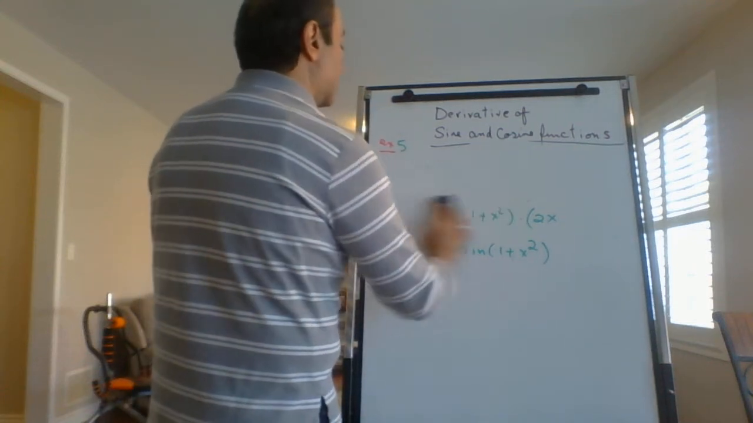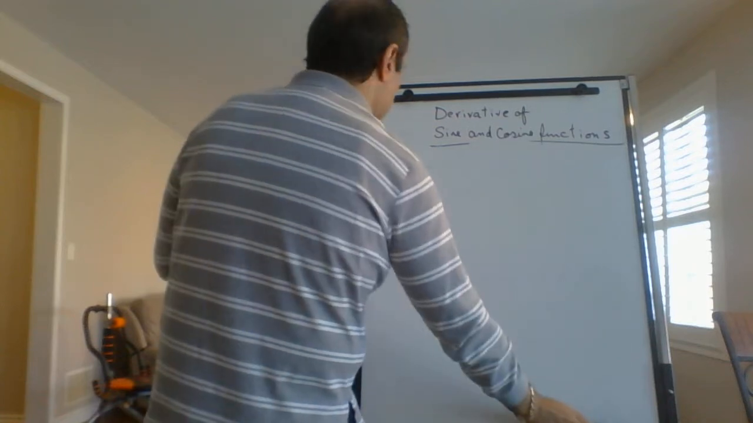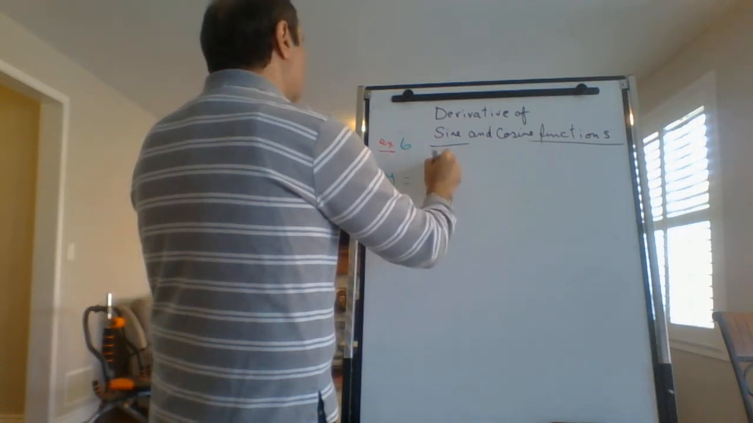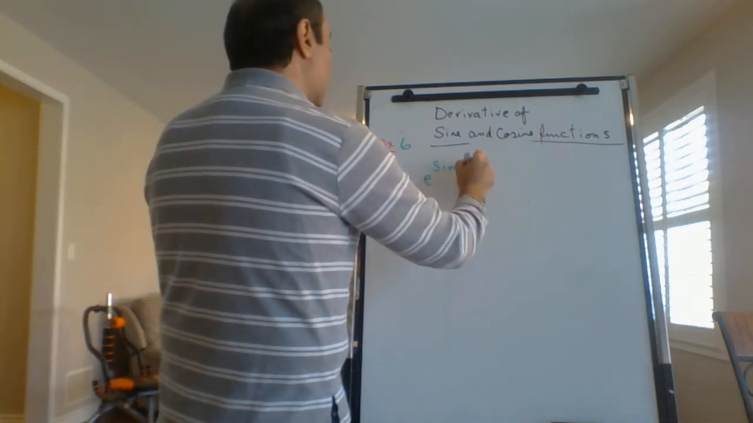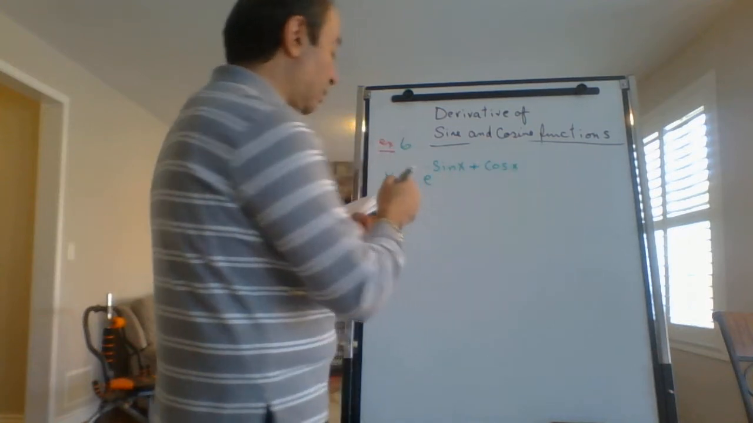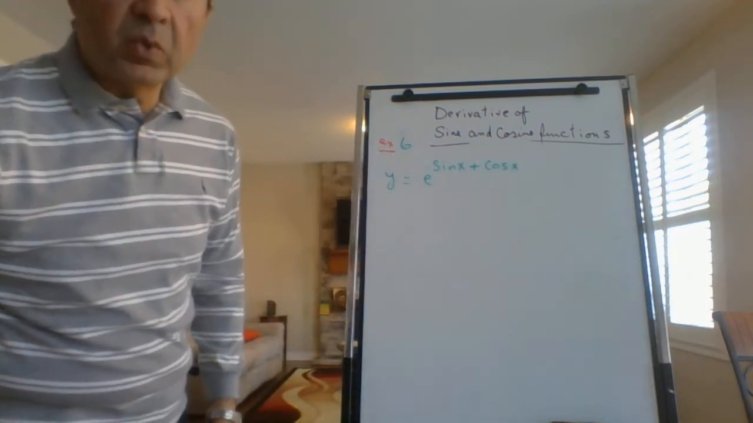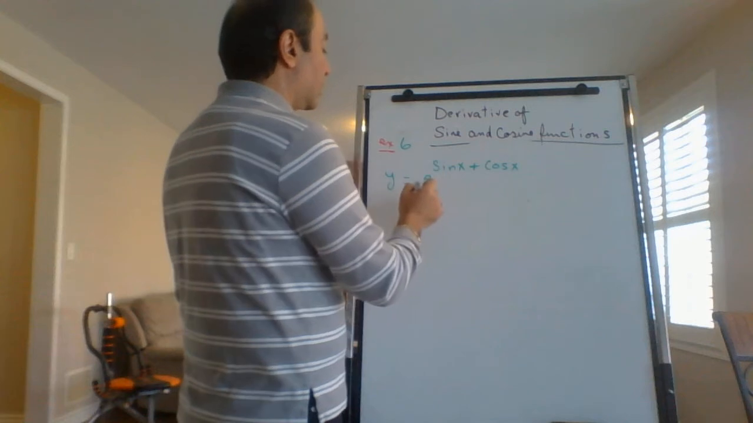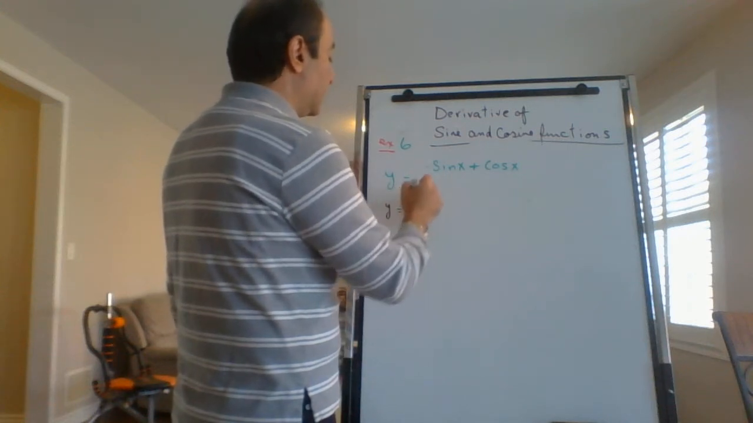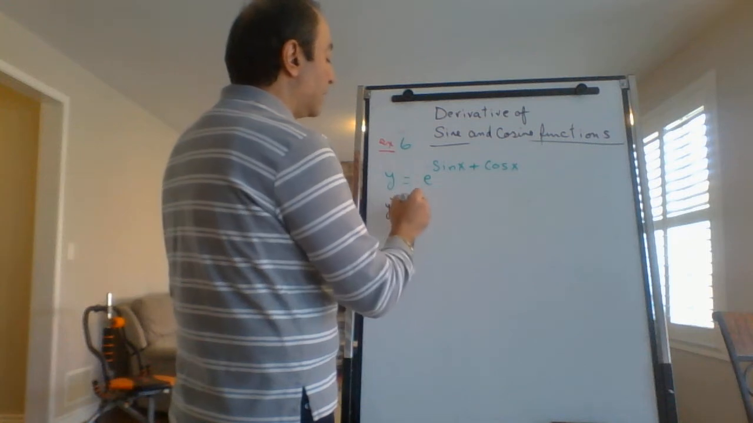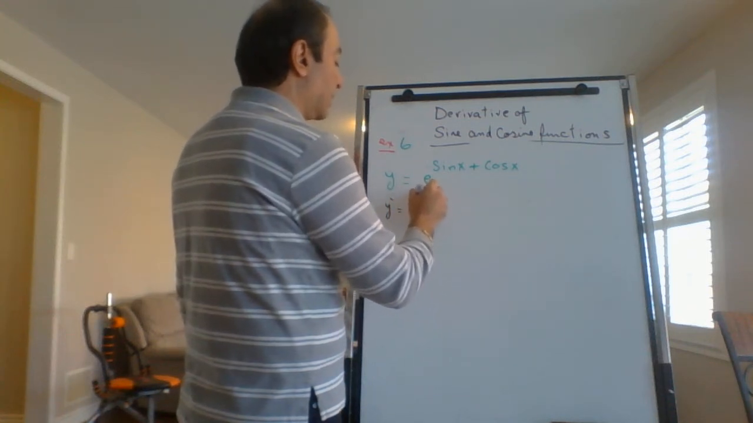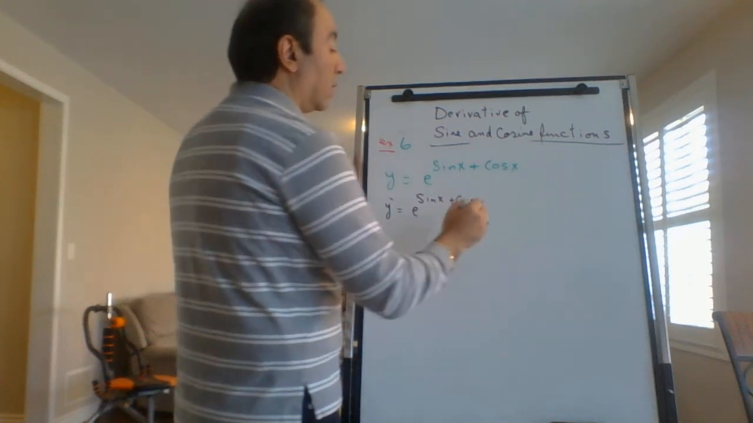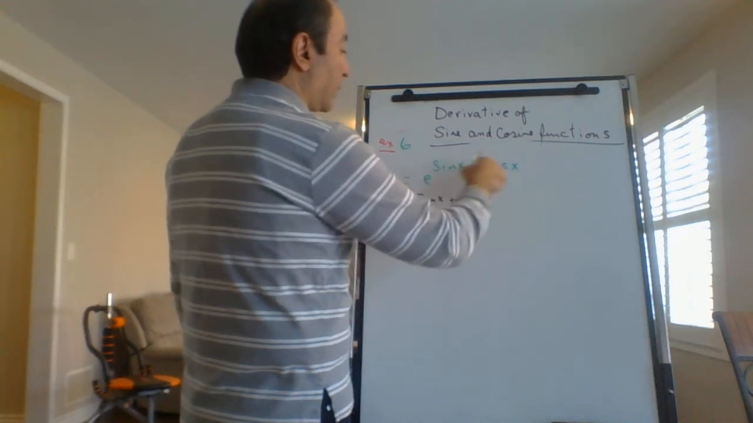Example 6. y equals e to the power of sine x plus cosine x. So this is an exponent. This is a composite of two functions, exponential and trigonometric functions. So we are going to work with it as e to the power of f of x. So y prime will be e to the power of f of x, which is sine x plus cosine x, times f prime of x.